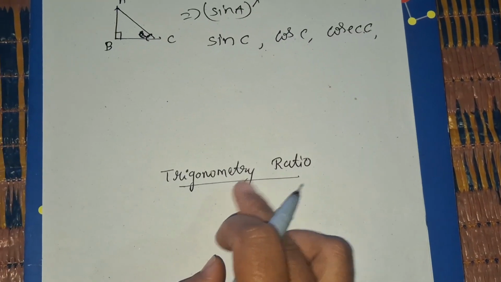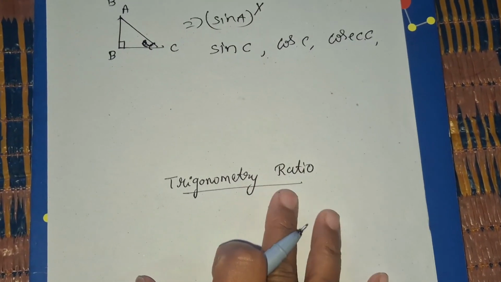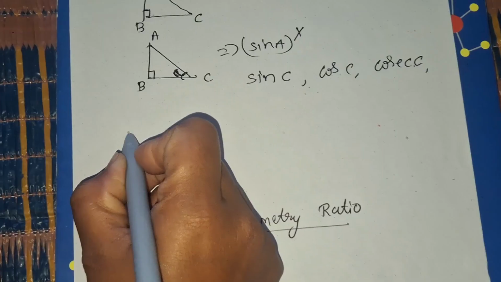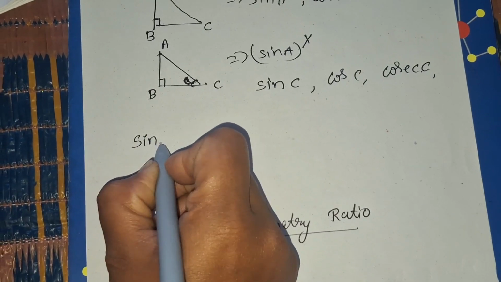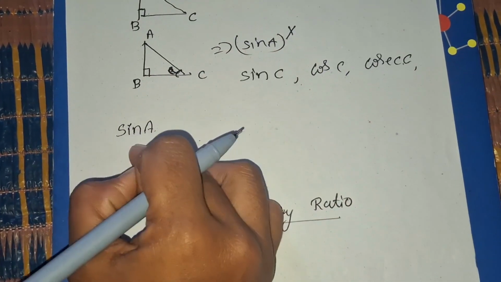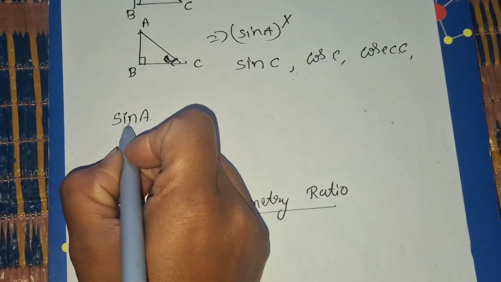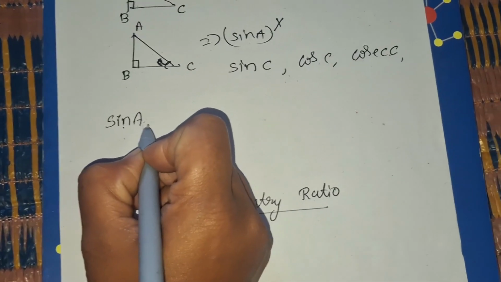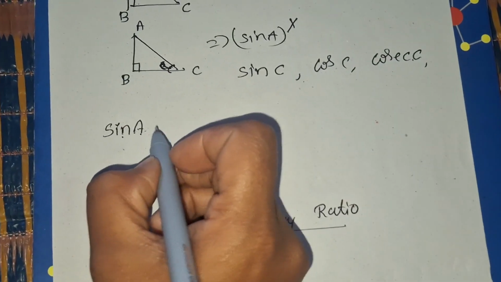So next topic is trigonometry ratios. Before going into this chapter, we understand some problems. Dear children, we know sin A, sin C, sin B. So what is sin A? Sin and A are not different functions, they are the same function. What is sin, what is A? Sine of acute angle A or sine of angle A, we already know that.